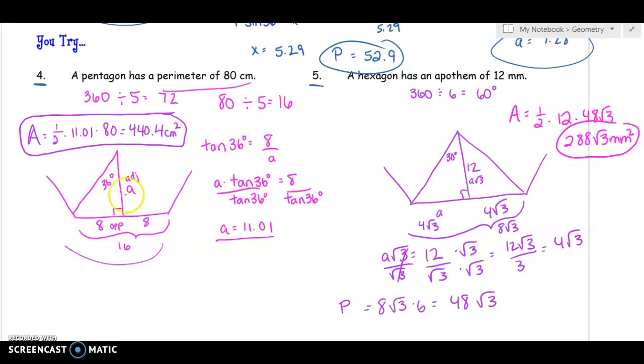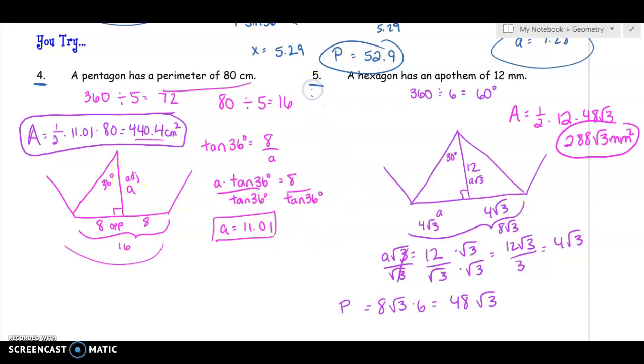We've got the opposite and the adjacent and the 36. We're going to do tan 36 equals 8 over A. You're going to cross multiply. This time you have to divide by tan of 36. You're going to get 11.01 for the apothem. Once you have the apothem, you have the perimeter. Plug it in. 1/2 times apothem times perimeter. You get 440.4 square centimeters.